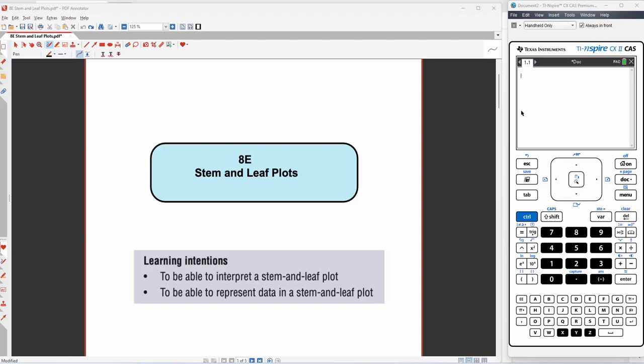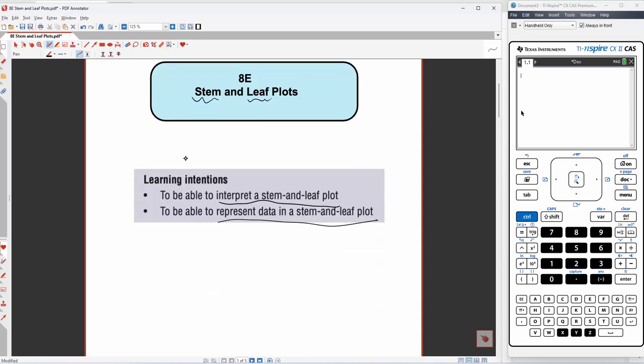Hi Year 7s, today in Maths you're going to be looking at stem and leaf plots, and what they are. They're just really a way to visualize data that you've collected. So today we'll be learning to interpret a stem and leaf plot and also be able to make our own, i.e. represent data in a stem and leaf plot.